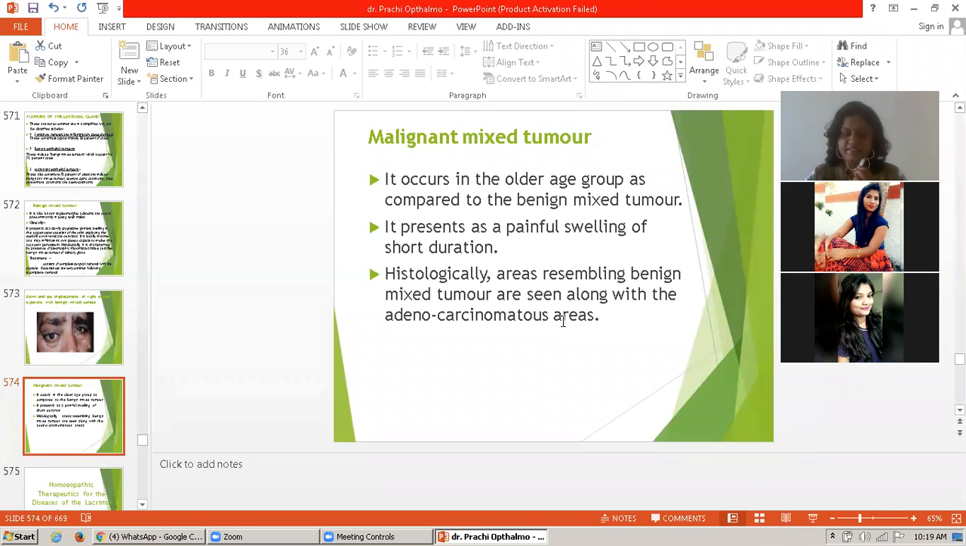So treatment is complete excision of the sac followed by irradiation. So this is all about the malignant mixed tumor, that is, the treatment is complete excision of the sac followed by irradiation.